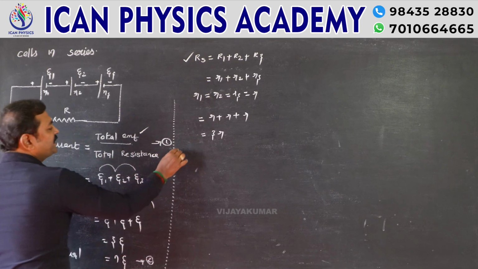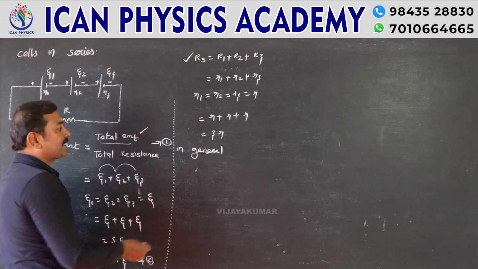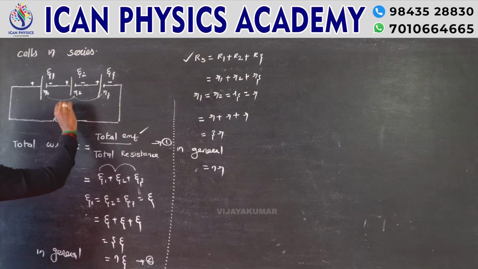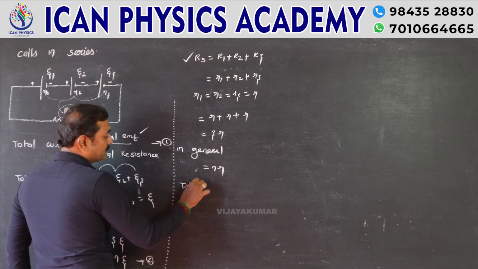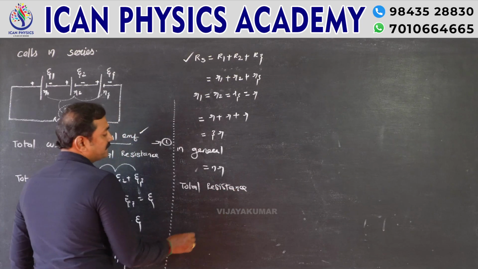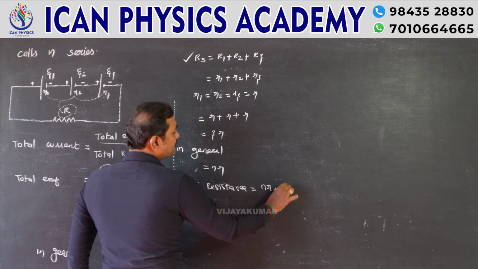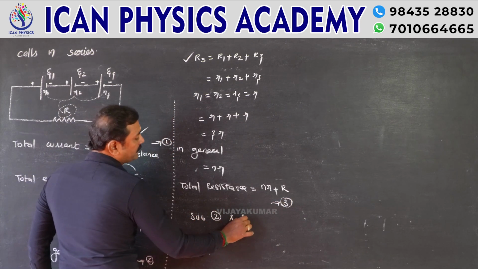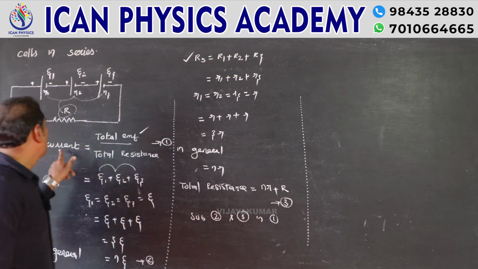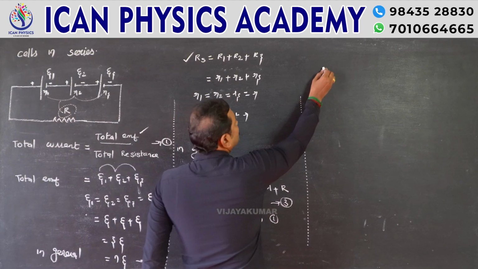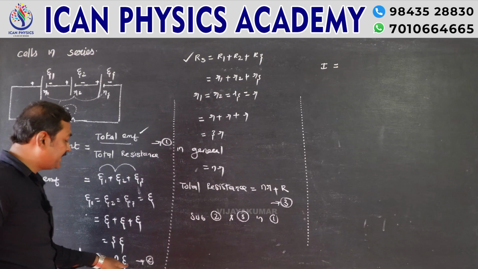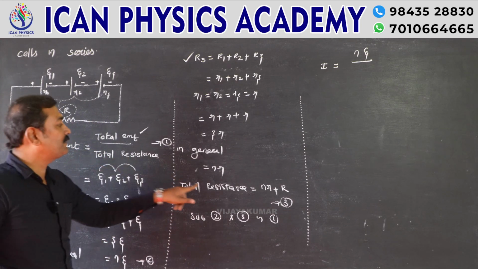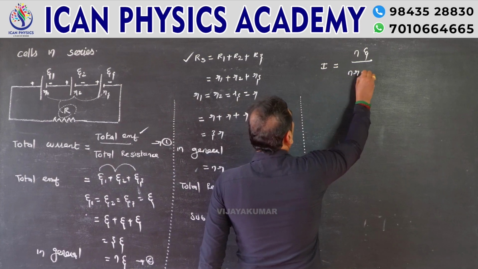Suppose in general, when n cells are connected, it becomes nr. So these three become 3r, and in general it becomes nr. Now it is connected with the external resistance. So the total resistance equal to nr plus capital R. Now it can be taken as equation number 3. Okay. Now substitute 2 and 3 in 1. So what about the 1? The total current I equal to total EMF by total resistance. So the total current I equal to total EMF, that is n psi, divided by the total resistance. So what about total resistance? nr plus R.